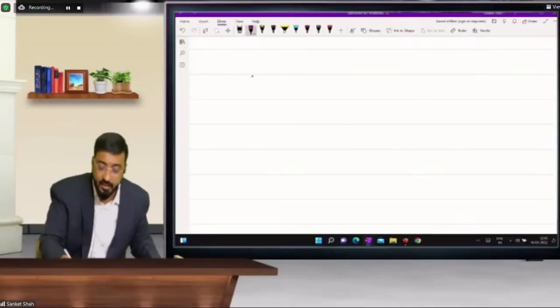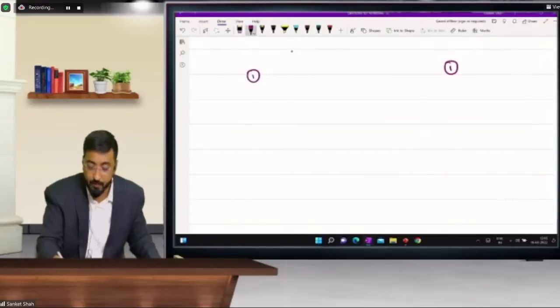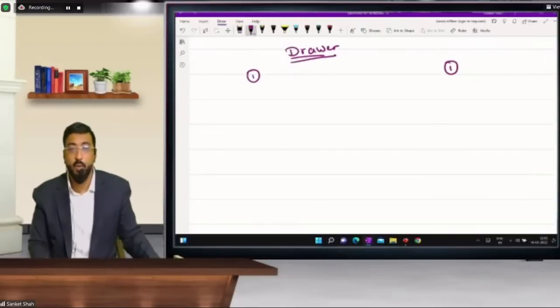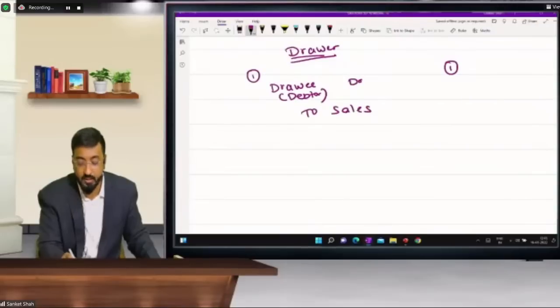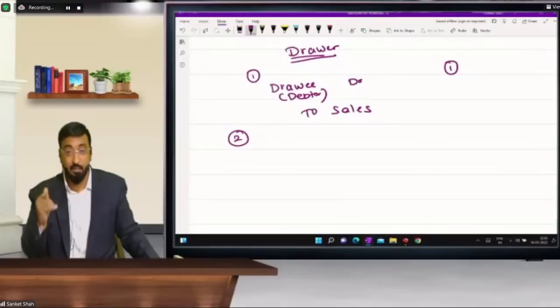What is the first entry? Now you can visualize in both books. First I will open the drawer's books. What is the entry? First one, drawee account debit. Drawee means debtor, to sales. I'm not going to write all these situations in detail, I will write only entries. Drawee account debit to sales.